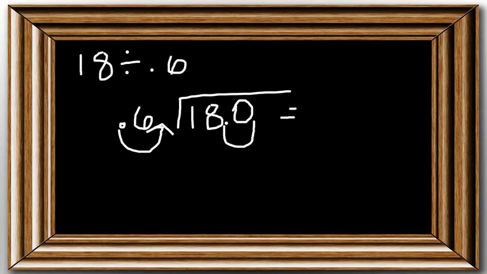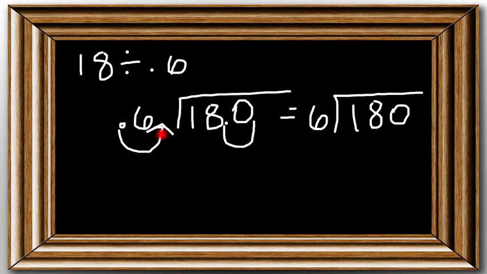So all of a sudden, this changes to how many times does 6 go into 180, because I moved each decimal point 1 spot. 0.6 became 6, 18 became 180. It's like I made them 10 times bigger. Now I can just go ahead and solve my problem the way I normally would. How many times does 6 go into 1? It can't. So how many times does 6 go into 18? That's 3 times. I subtract.